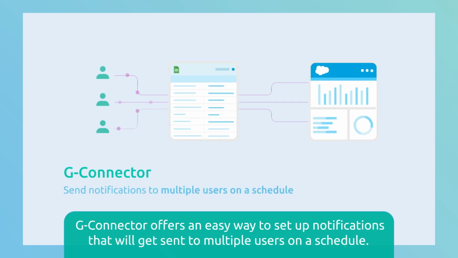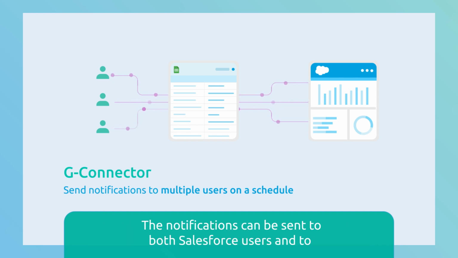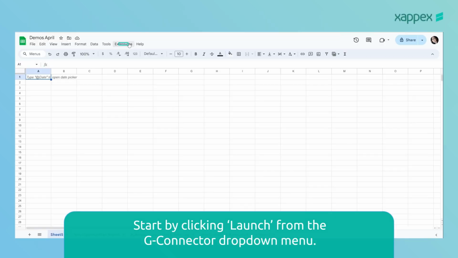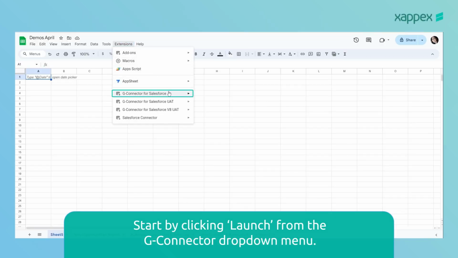G-Connector offers an easy way to set up notifications that'll get sent to multiple users on a schedule. The notifications can be sent to both Salesforce users and to team members that do not have access to your Salesforce org. Let's start by clicking Launch from the G-Connector drop-down menu.